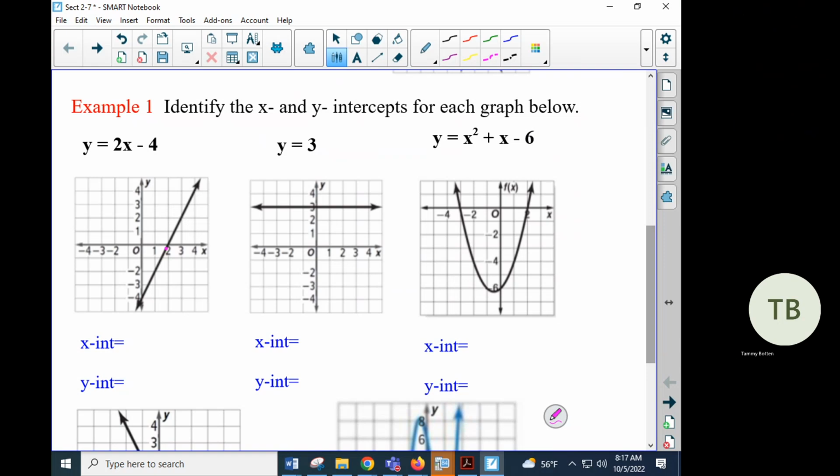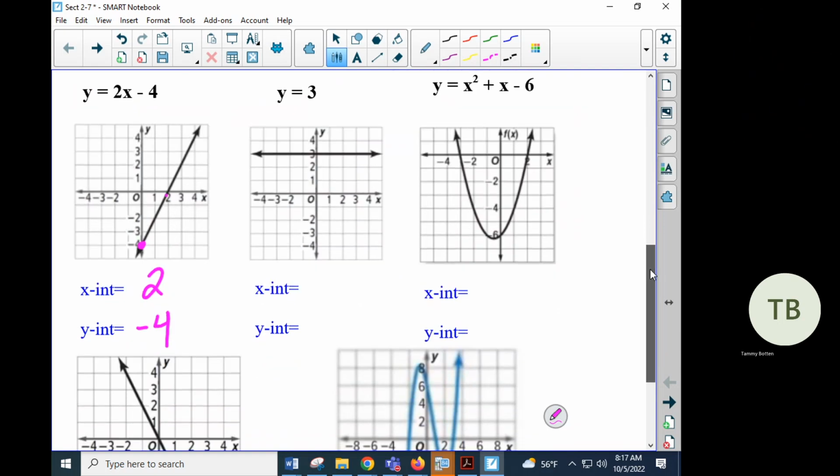All right. So when they ask us here to do the x-intercept, that's where it crosses the x-axis, and all you have to do is write 2. Okay. For the y-intercept, it's where it crosses the y-axis, which is here. So that's at -4. So that's all you have to do. So when they give us a graph, it's really easy. The x-intercept here, if you notice, it doesn't cross the x-axis. So we just say none. And then the y-intercept is where it crosses the y-axis, and that's right here at 3.